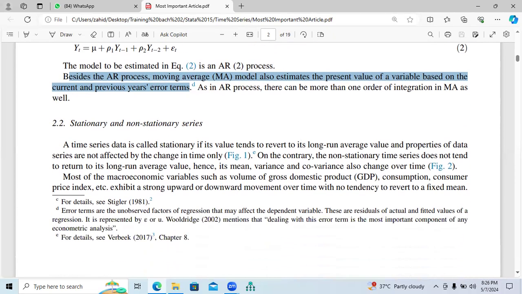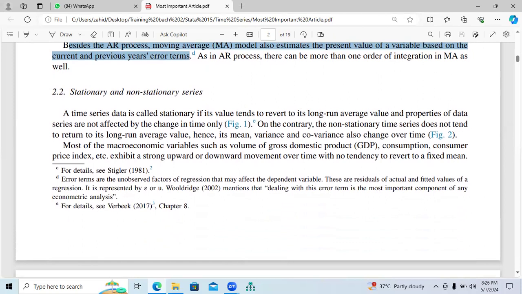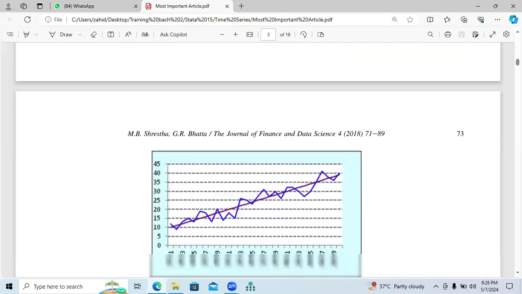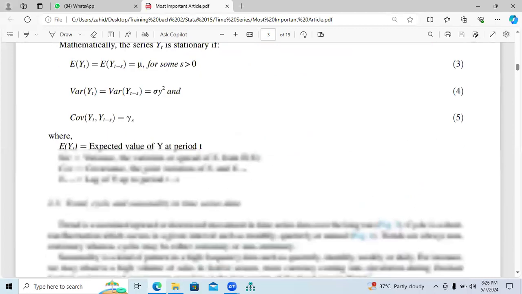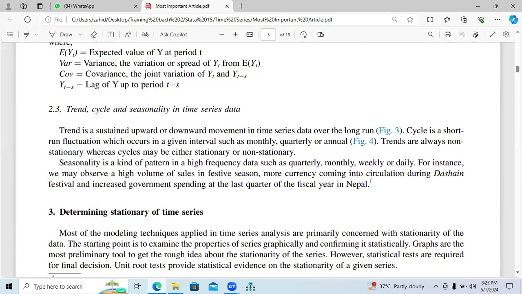Then the second characteristic of your time series model would be whether your series is stationary or non-stationary. This is the basic criteria that you need to understand for finalizing which model you are going to apply for your final estimation or for your hypothesis testing. So I will let you know this framework. Then there is trend, cycle, and seasonality in time series data. That is another feature that sometimes your data may follow some trend, some cycle, or some seasonality pattern in the data.